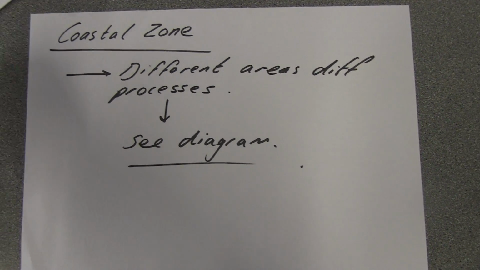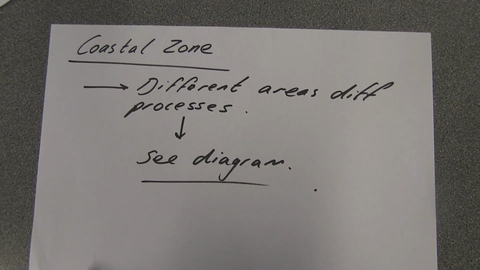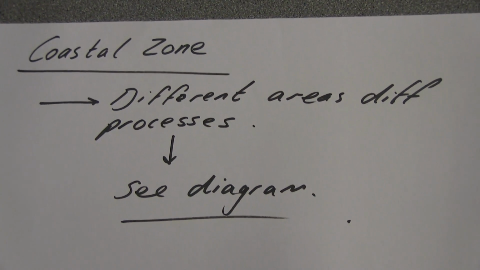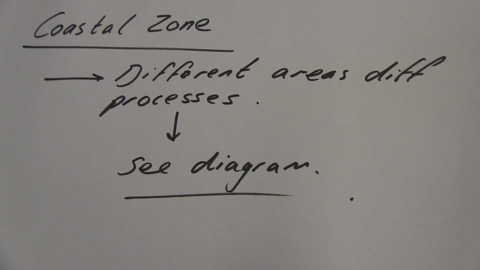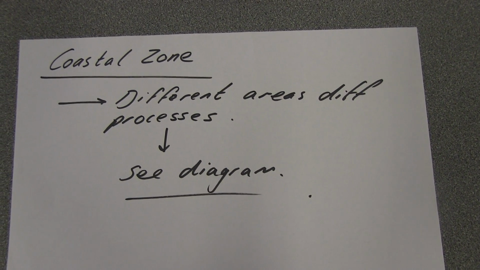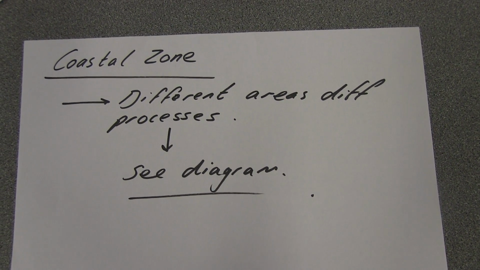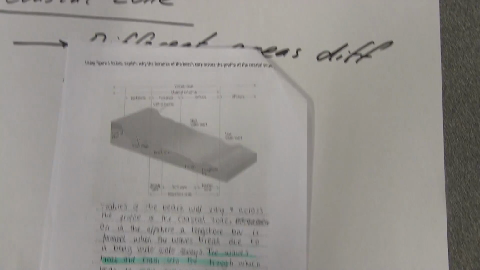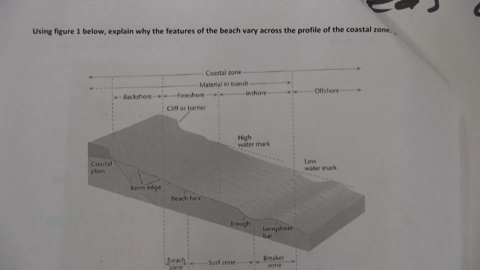Okay, the final question was a really tough one, okay? And I will admit, because this is a new A-level, there aren't many questions around at the moment, so I decided to kind of make one up that was based on the coastal zone. Now, the question said, using figure 1 below, explain why the features of the beach vary across the profile of the coastal zone, okay? Now, what I'm going to do is I'm actually going to get that diagram up here so that you can start to have a little look at it, okay?